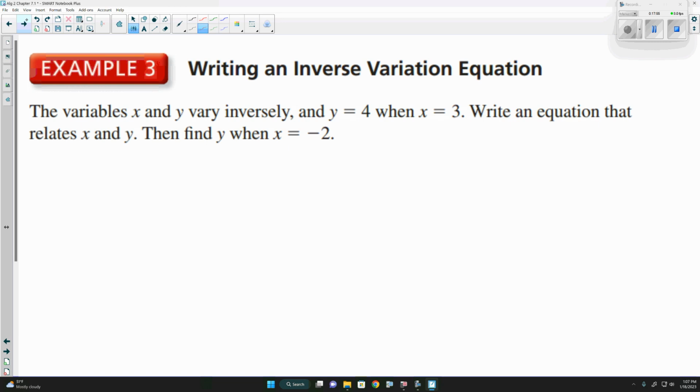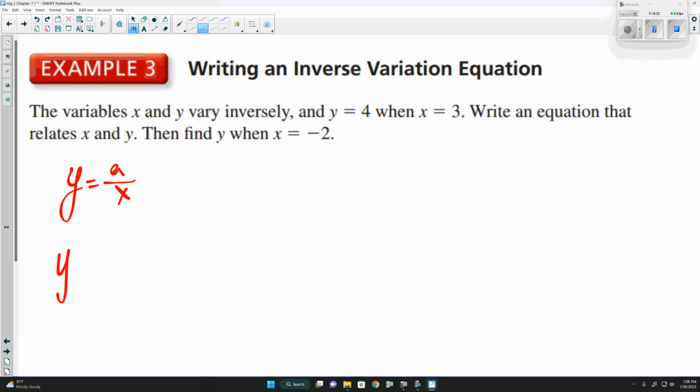The variables x and y vary inversely, and y is 4 when x is 3. Write an equation that relates x and y, then find y when x is negative 2. So to find the equation, we're really looking at this here, y equals a over x. If it asks to find the equation that relates x and y for direct variation, we'd be looking at y is equal to a times x, depending on which one it's looking for. Here, in the homework, we're just mainly going to be looking at this here.